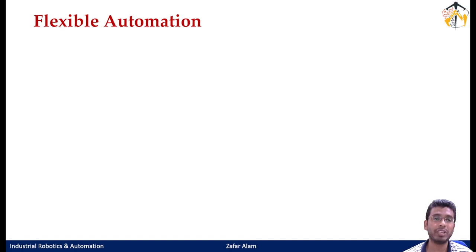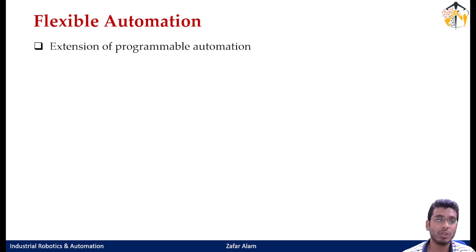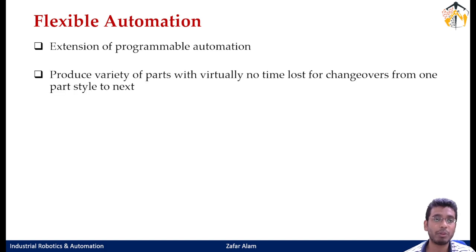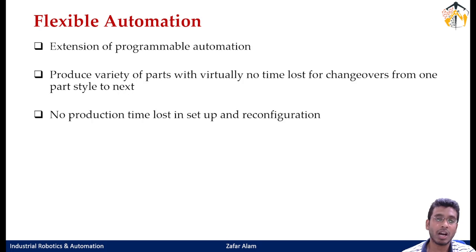It sits somewhere between your hard automation and your soft automation, or your programmable automation and your fixed automation. So it will have a mix and match of both the properties. It is basically an extension of programmable automation. Product variety of parts, you cannot get a variety to the scale of what you get in a programmable automation, but you can have some variety as compared to that of a fixed automation. However, the changeover times are low as compared to that of the programmable automation. No production time is lost in setting up the reconfiguration.